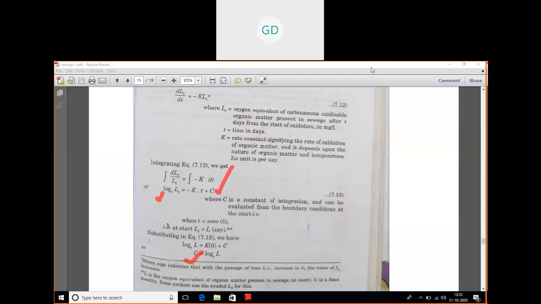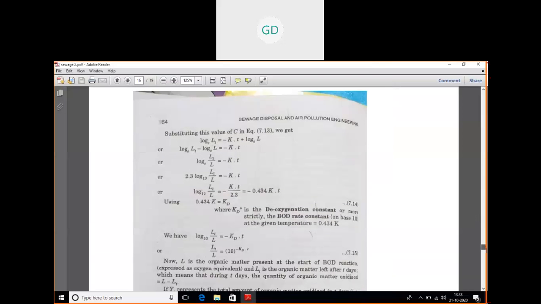Let us see in the next page. See here, after you got your C value, they have again put it in that equation, and finally after solving, you will get the value in log base 10. So they have converted log base e to log base 10. We have learned in our earlier classes that whenever we convert log base e to log base 10, we multiply by a factor known as 2.3. So they have multiplied the factor 2.3 and converted it to log base 10, and you will finally get one equation like this.